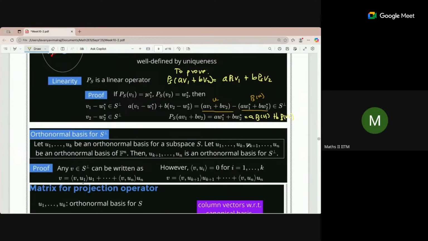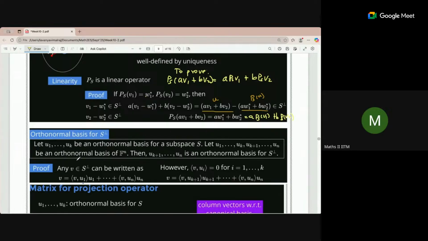The vectors added to extend this existing basis are going to form an orthonormal basis for S perp. How? Let V be any vector in S perp. Then V is orthogonal to each of U1, U2, up to UK. Since U1 through UN is a basis, the first part of the combination is going to become 0, and V is a linear combination of only the remaining vectors, UK plus 1 to UN. Let me repeat this part again, listen carefully.